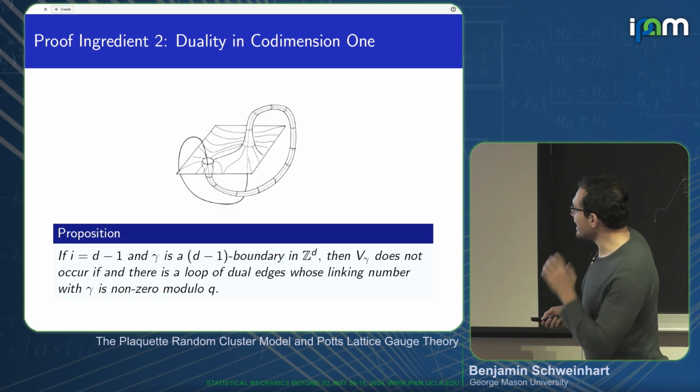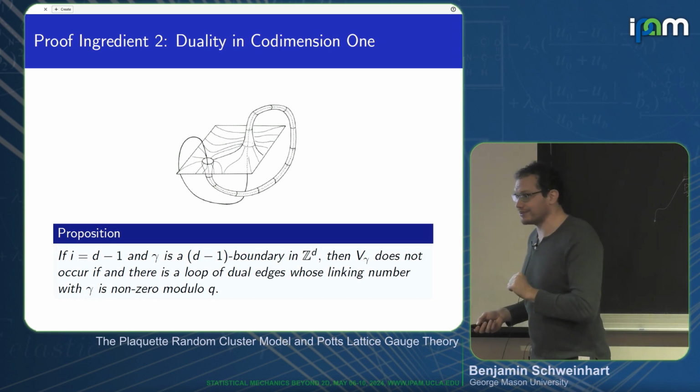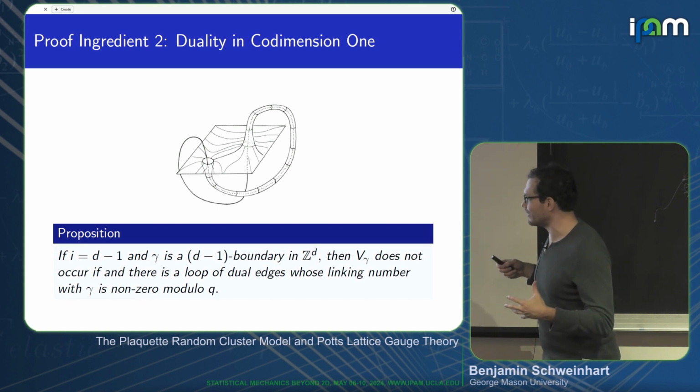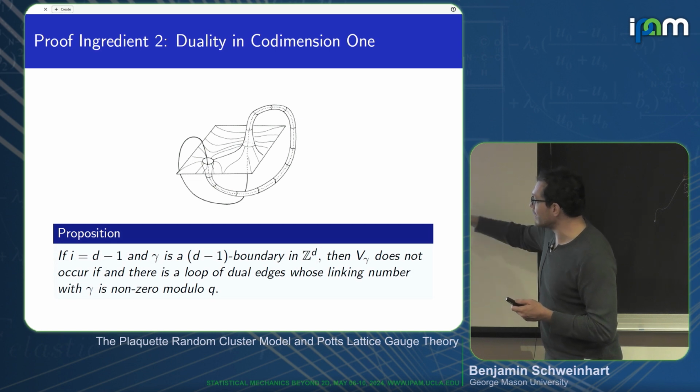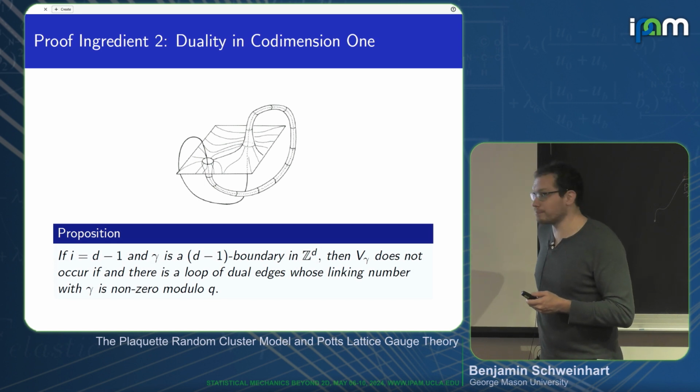Okay, and then the second proof ingredient is we convert our problem into something of one-dimensional bond percolation, which is relatively easy to work with. And it says that if we're in codimension 1, then V gamma of Q occurs precisely if there is not a dual loop that has a non-zero linking number modulo Q. So the proof of this, again, is Alexander duality.